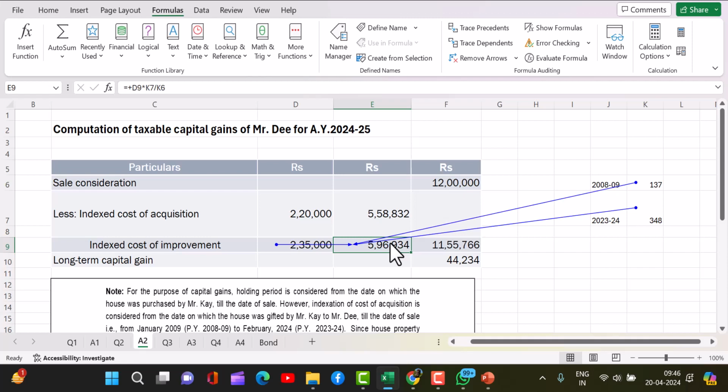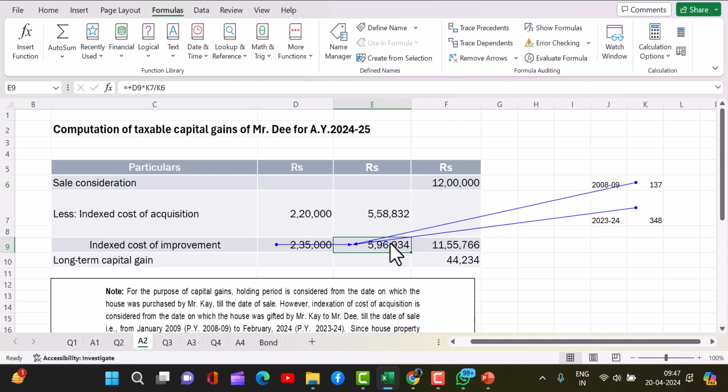Sir, the cost that we have taken is 2,20,000, which is the lowest of fair market value and the cost to the previous owner, restricted to stamp duty value. Yes, we have taken 2,20,000 because that is the lower stamp duty value. While indexing this, shouldn't we take 2001? Why are we taking CII of 2008-09, sir, for indexation purposes?